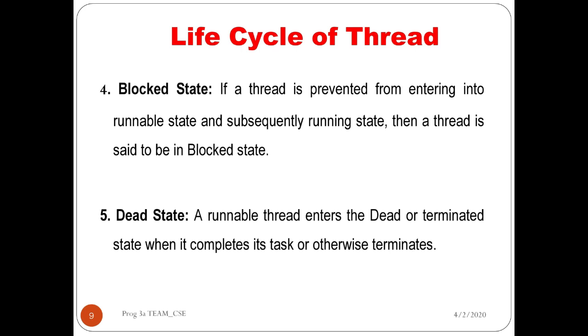Blocked state: if a thread is prevented from entering into a runnable state, it is in the blocked state. Next, the last one, dead state. A runnable thread enters the dead state, or terminates, when it completes its task, or otherwise you terminate the complete thread. These are the 5 states a thread can be in.